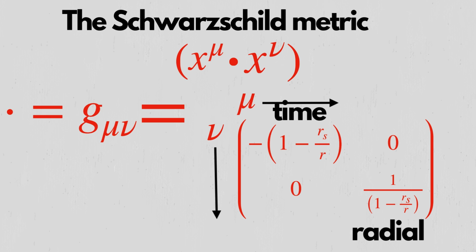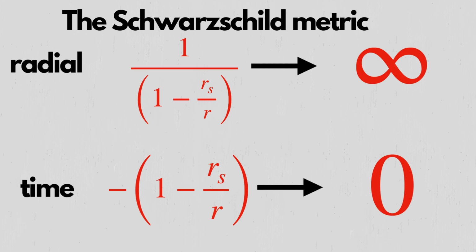Something very interesting happens to these components at the Schwarzschild radius, i.e. r is equal to r_s. The radial component, 1 over (1 minus r_s over r), actually blows up to infinity, and the time component, 1 minus r_s over r, goes to 0.